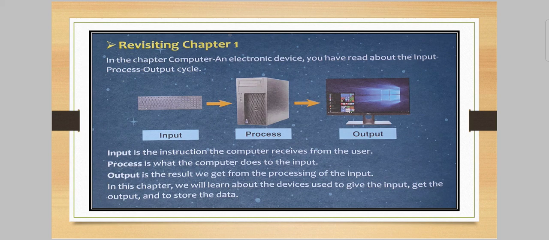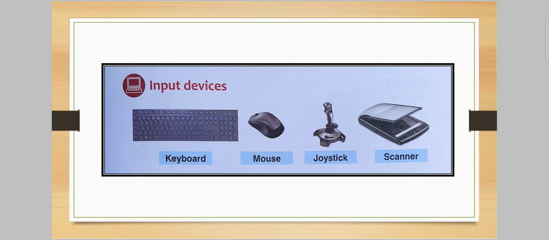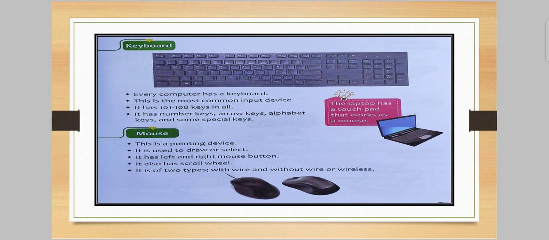So move on to the next. Here you can see some images: keyboard, mouse, joystick and scanner. These are examples of input devices. Keyboard is an input device, mouse is an input device, joystick is an input device and scanner is also an input device. Now I am going to discuss these input devices one by one. So first is keyboard.